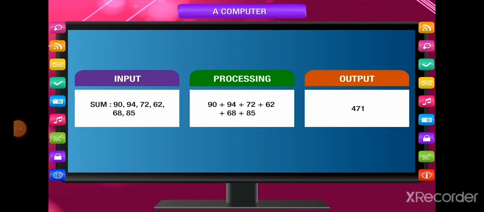I'll show you one more example, that is calculation. When you have to do calculations on the computer, what do you do? You give the numbers to the computer with a plus sign. And what the computer does, it processes it in the CPU and gives you the desired output on the monitor by adding it all. So that is called again an IPO cycle. In this way, the computer works.